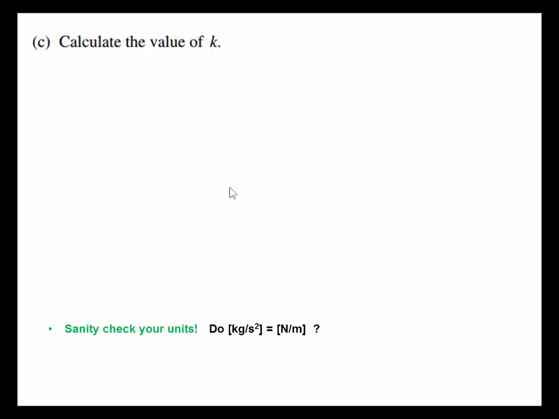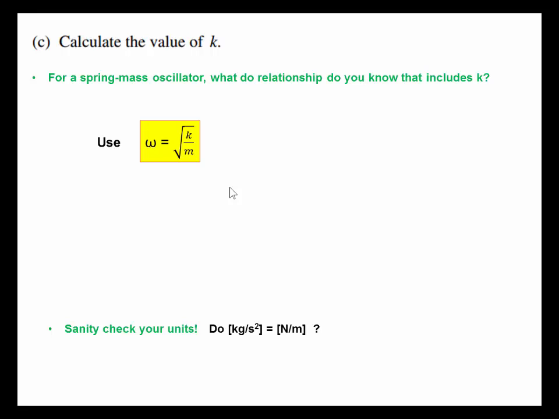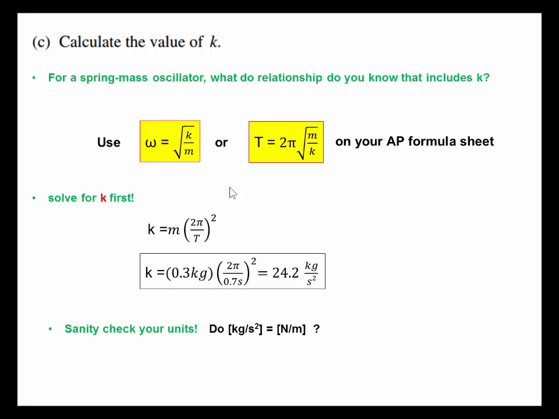For part C, they ask you to calculate the value of k. So what do you know about a spring mass oscillator that includes the value of k? What relationships? Well, they give you on your formula sheet, if you don't remember it, one of these two things. I think it's the period they give you. And you can use that because you know several things in this already. So I would take your period, solve for k first, and then go ahead and plug in the numbers you know. You know what the mass is. You know what the period is, so solve for k.